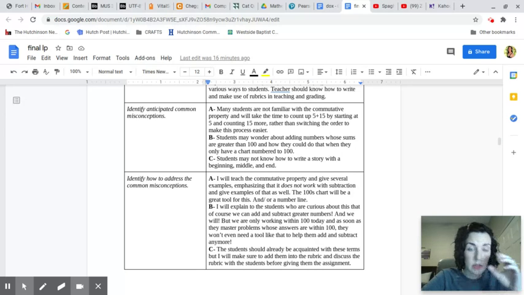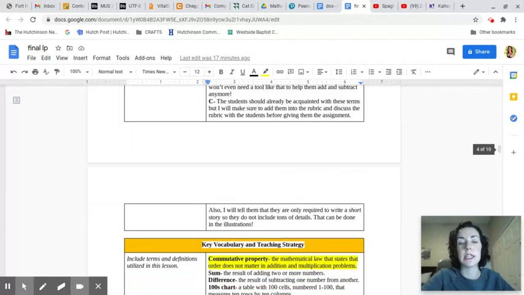And then last one, students may not know how to write a story with a beginning, middle, and end. And that's for the writing standard again. And for that, I have an example book that I'm going to read, and I will discuss the rubric with the students before just letting them loose and expecting them to get done their summative assessment. So I will go over everything that is required before asking them to complete or turn anything in.